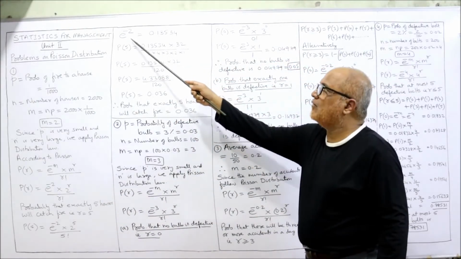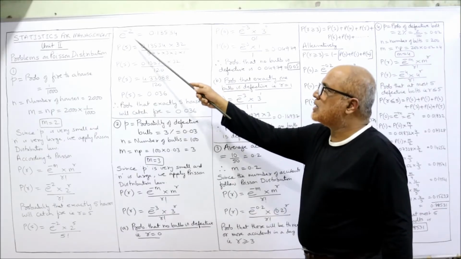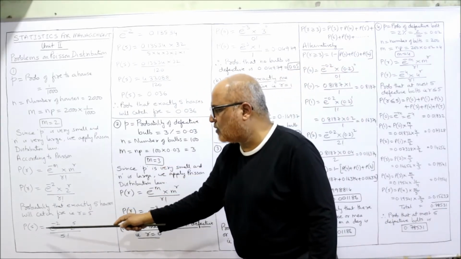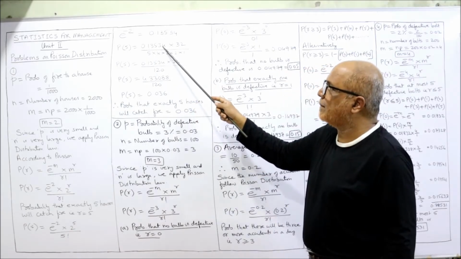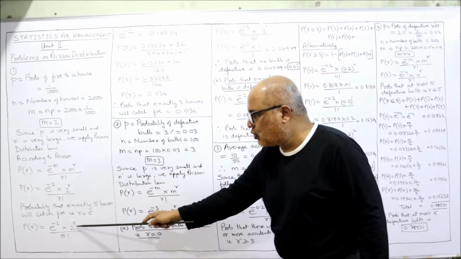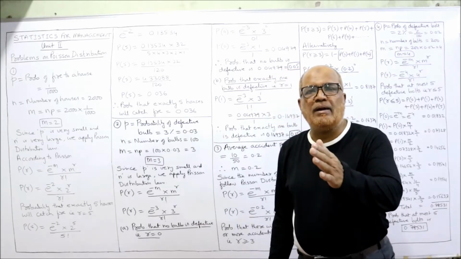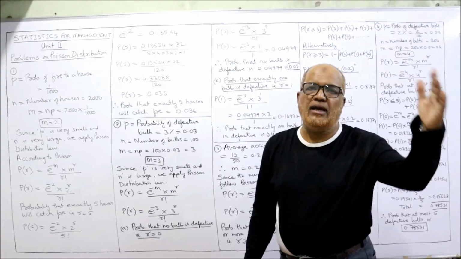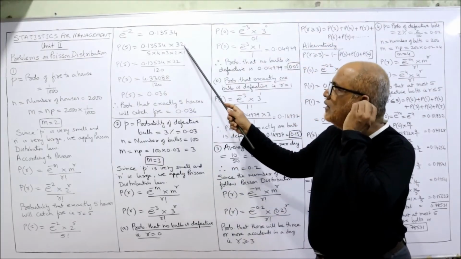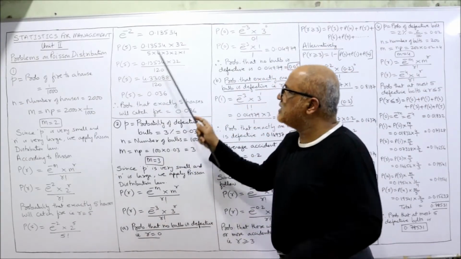0.13534 is the value of e to the power of minus 2. Now substitute: P of 5 is equal to e to the power of minus 2, 0.13534, into 2 to the power of 5. 2 is multiplied 5 times: 2 into 2 into 2 into 2 into 2. You will get 32. So 2 power 5 is 32.